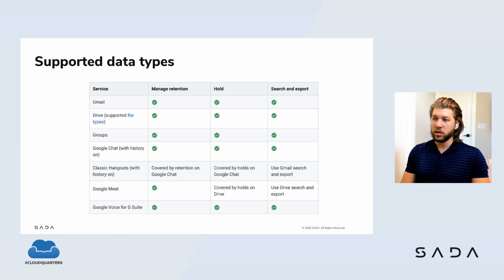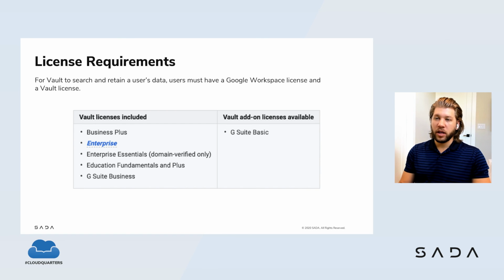Make sure you're understanding what types of data is being supported as you're placing these retention policies and legal holds on users. Another vital piece of this are license requirements. Make sure that your organization has purchased license SKUs that do make Google Vault available. Please contact your sales representative if you have any questions on the available license SKUs or the ones that you have in your tenant today.